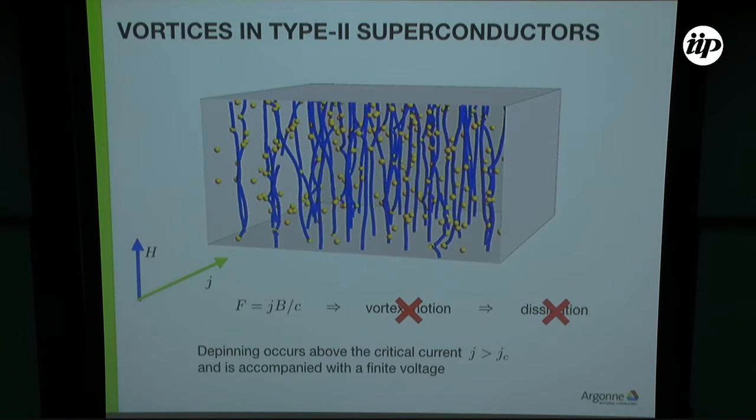This dissipation-free regime is only realized if the current is below a critical value, and this critical value is the critical current, and it is about this critical current that this talk will be centered.